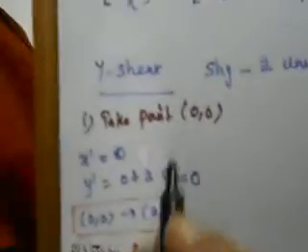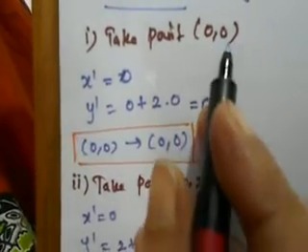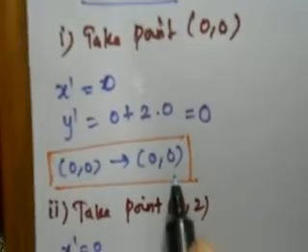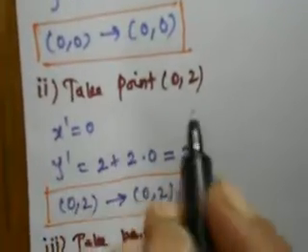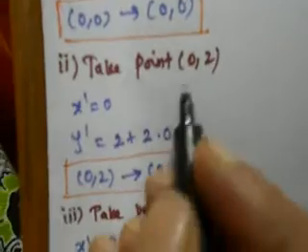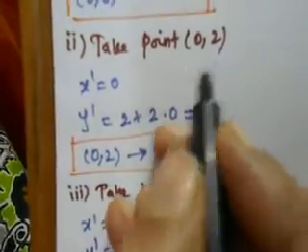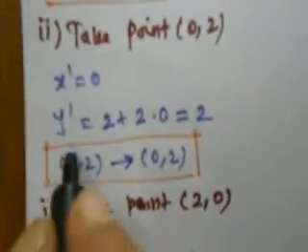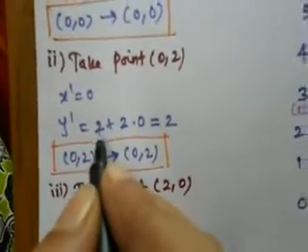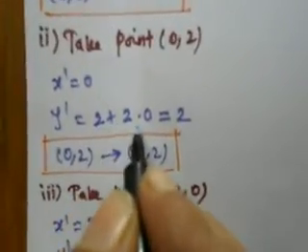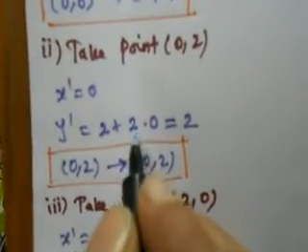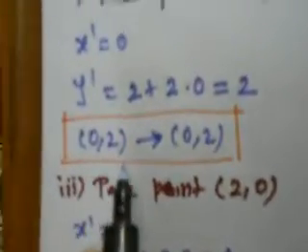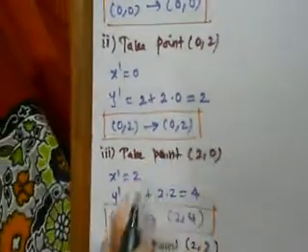Let's take the first point 0,0. Here x is 0, y is also 0. When we apply these values in the given equation, we obtain the result also 0,0. Let's move on to the next point, 0,2. Here x is 0, y is 2. So x dash is equal to x, so x dash is equal to 0. Then y dash is equal to y, which is 2, plus shy, the shearing parameter 2, into 0, which is 0. y dash is equal to 2. Here 0,2 becomes 0,2 again.